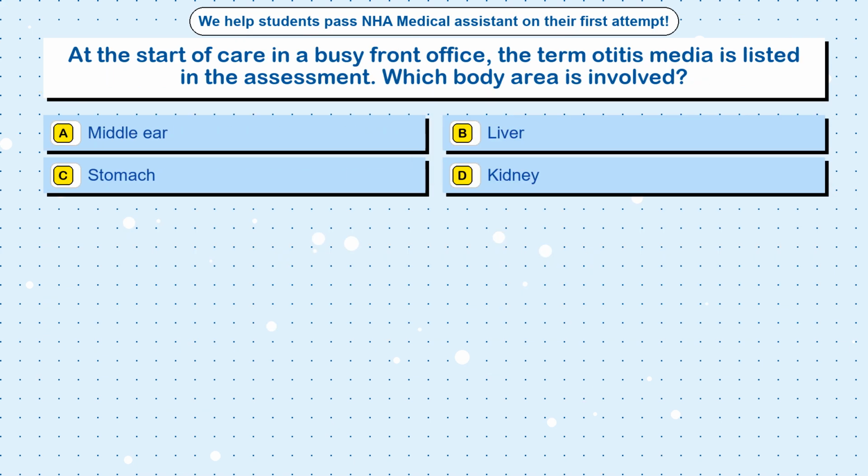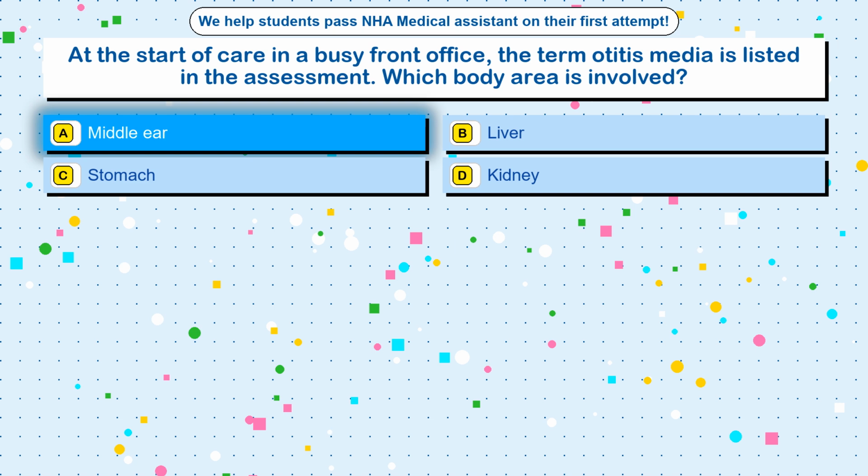Question 100. At the start of care in a busy front office, the term otitis media is listed in the assessment. Which body area is involved? Option A, middle ear. Option B, liver. Option C, stomach. Option D, kidney. The correct answer is option A.